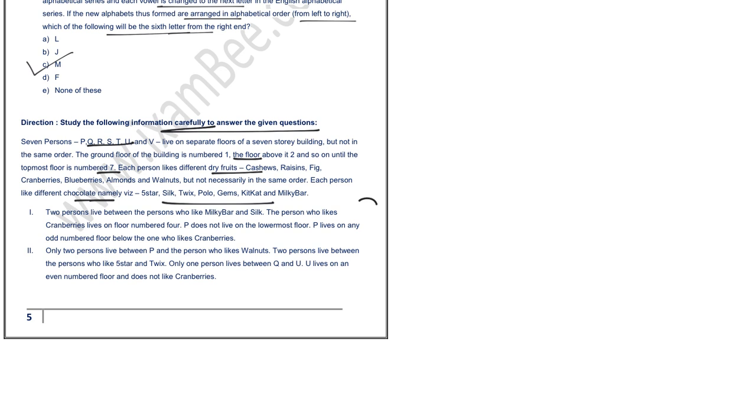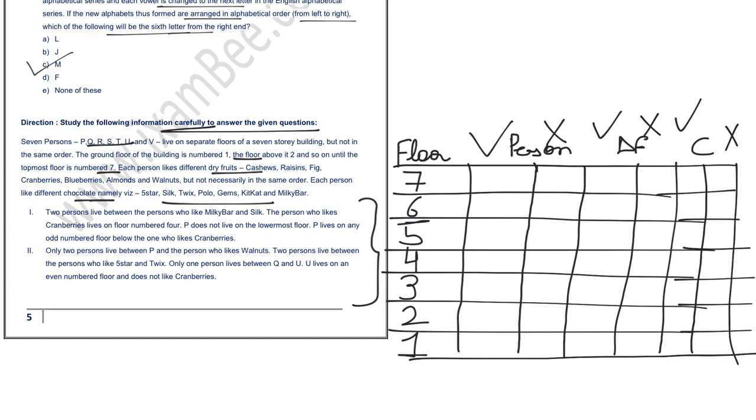Now you have to read these conditions and try to solve this particular puzzle. And I have drawn a table for your ease and convenience so that you can read the information and place the values, or place the person or the chocolate names in this particular table. So your first statement says that 2 persons live between the person who likes Milky Bar and Silk, right? So for this particular hint, you can write a small note over here that there are 2 persons between Milky Bar and Silk. So you can write this particular hint over here so that you need not comprehend this particular puzzle again.